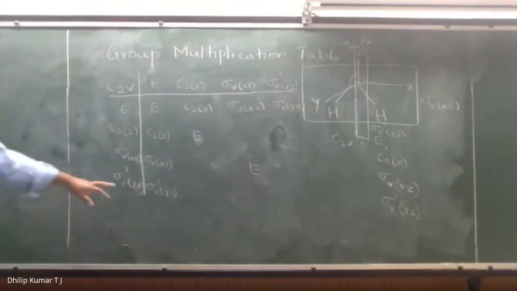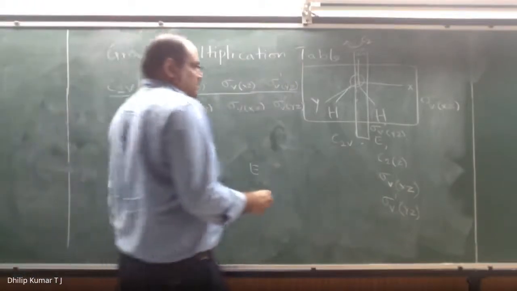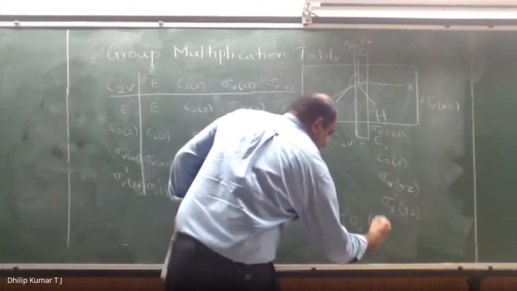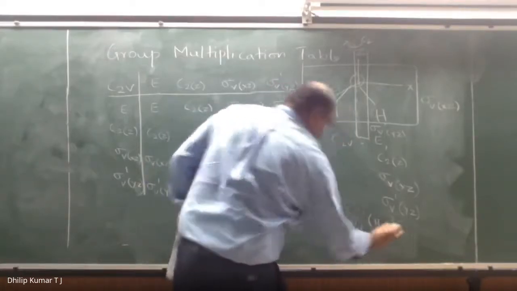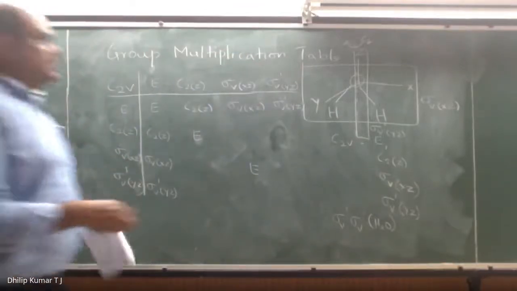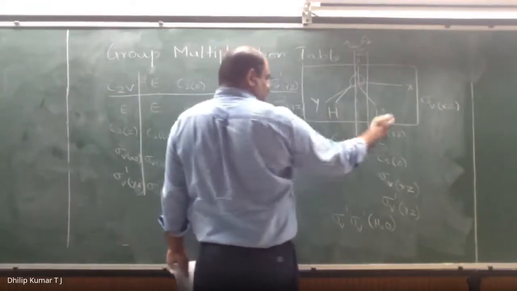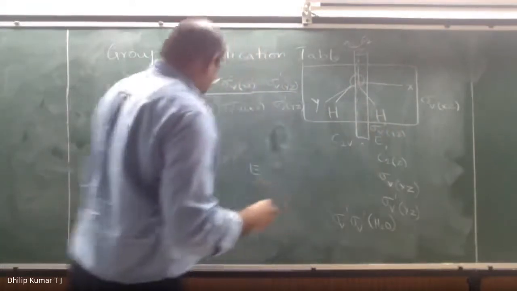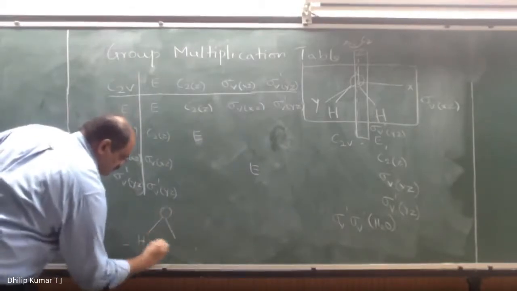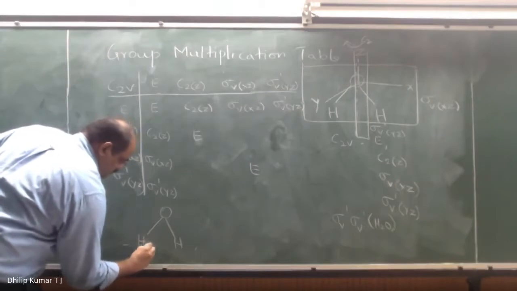And again, sigma V prime multiplied by sigma V prime. To multiply it, what I'm trying to do is sigma V prime on the water molecule. So 2 times sigma V prime to perform. Basically, you're cutting the molecule into half. So this H comes to here, this H goes to here. I can write it here. So this is H2, this is H1.